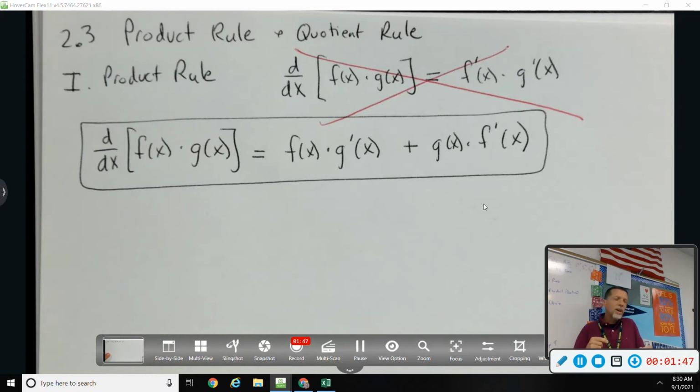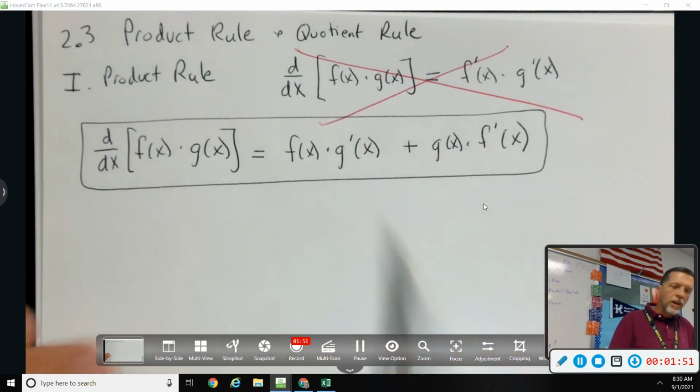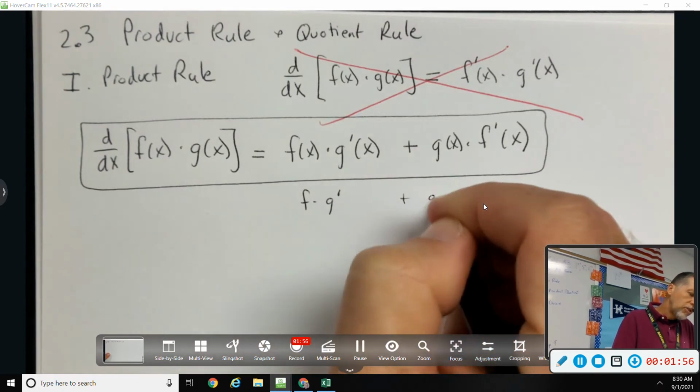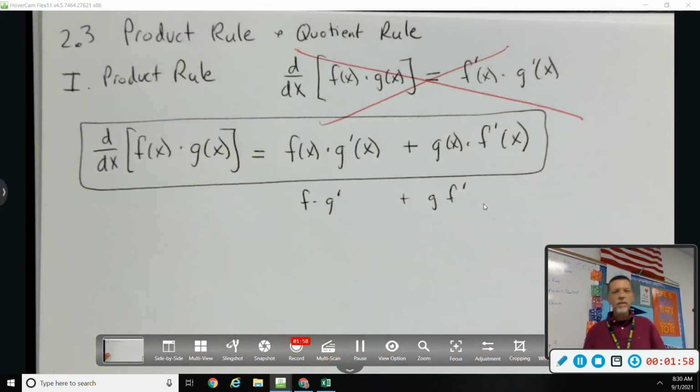Now, when you're memorizing that and making a note to yourself on the test, most of the time you're not going to put all those parentheses x's. You're just going to do fg prime plus gf prime. And you'll know what that means. It's just kind of shorthand.